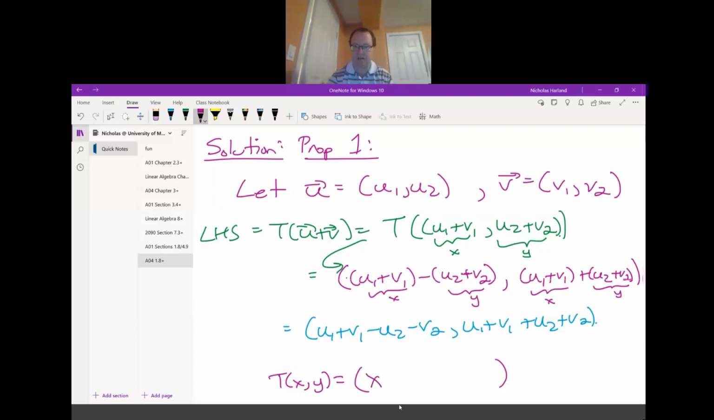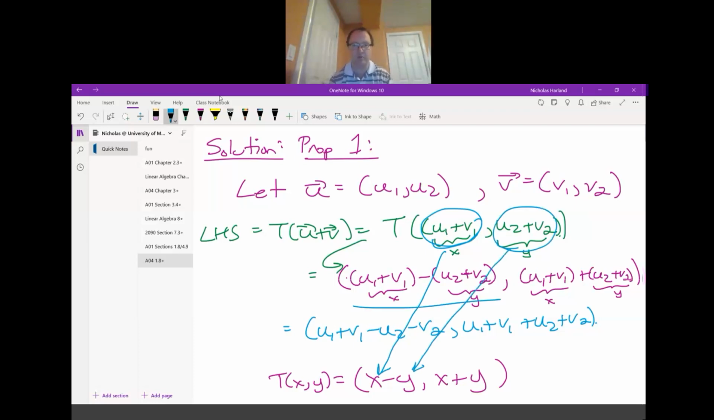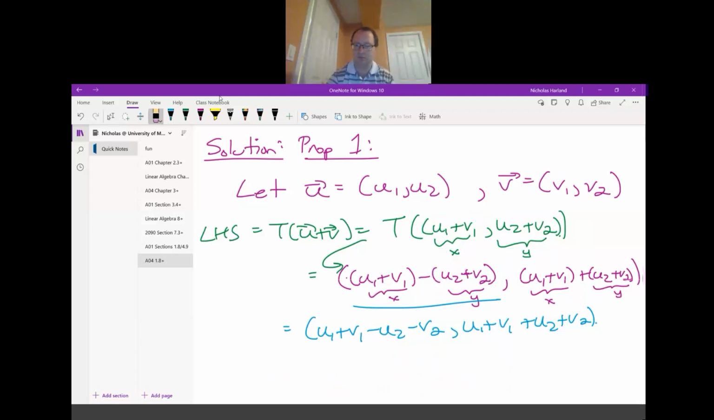X minus y, x plus y. So here's x, it goes right there. Here's y, it goes right there, and that's exactly where that line came from. Same thing for the other one. So there's not much more we can do with that one, so we'll jump to the right-hand side. The right-hand side tends to be a bit easier.